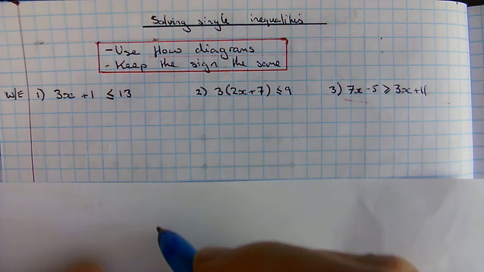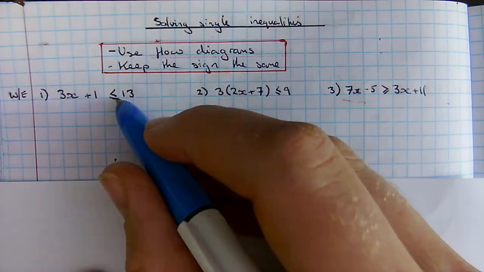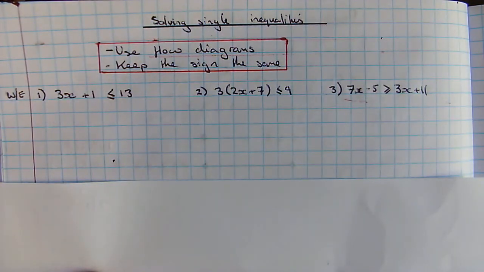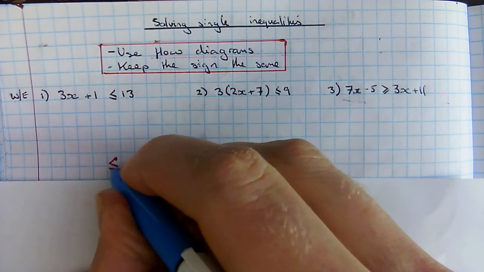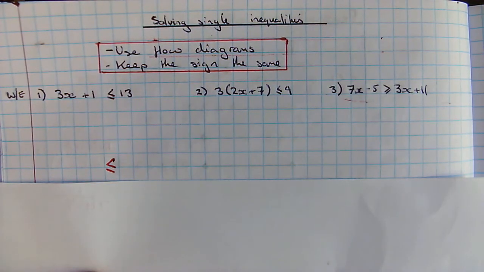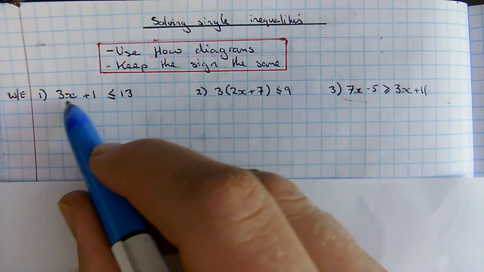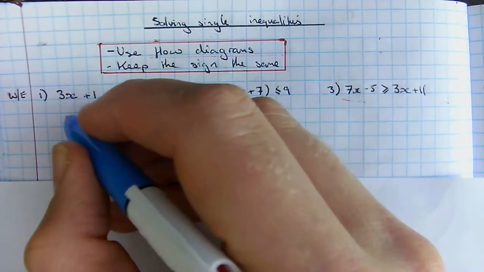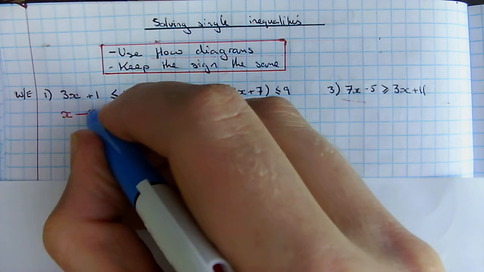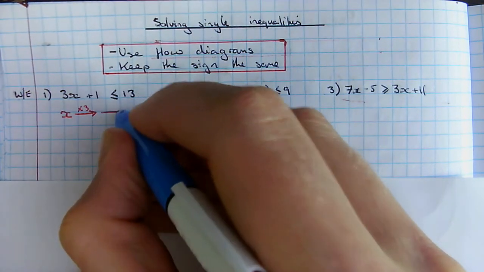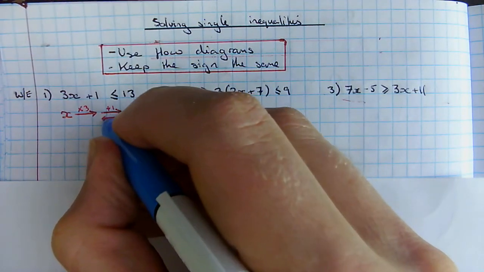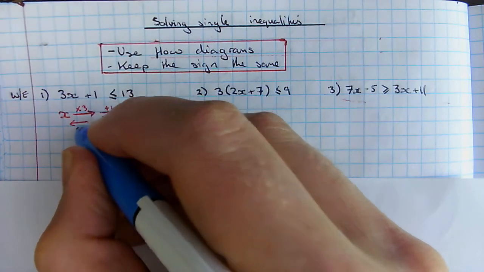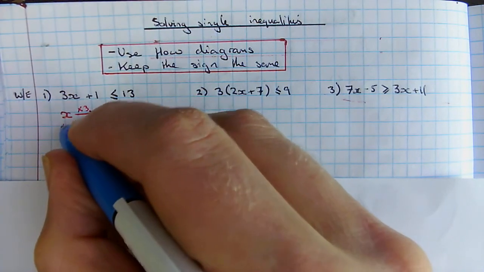So I know that at the end of this, I'm going to have that same sign down here as I started with. So down here, I'm going to write the less than or equal to symbol. Now, once I've done that, all I need to do is use the flow diagram that I used before. So here, this tells me I'm timesing by 3 and adding 1 to give me 13. So x times by 3 plus 1 gave me 13.